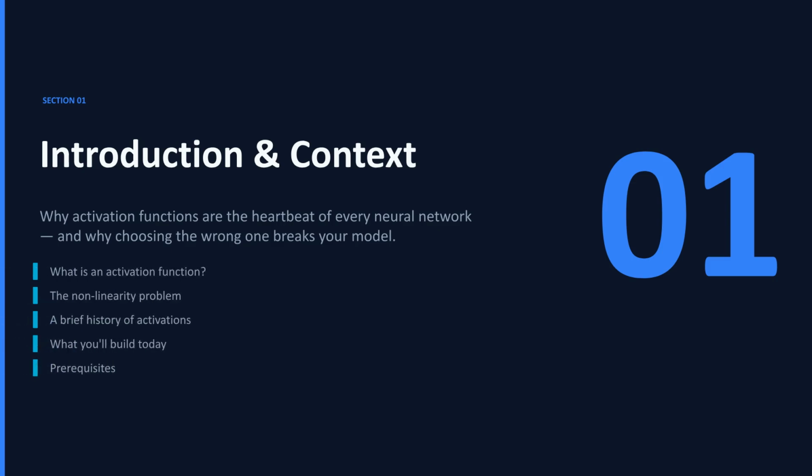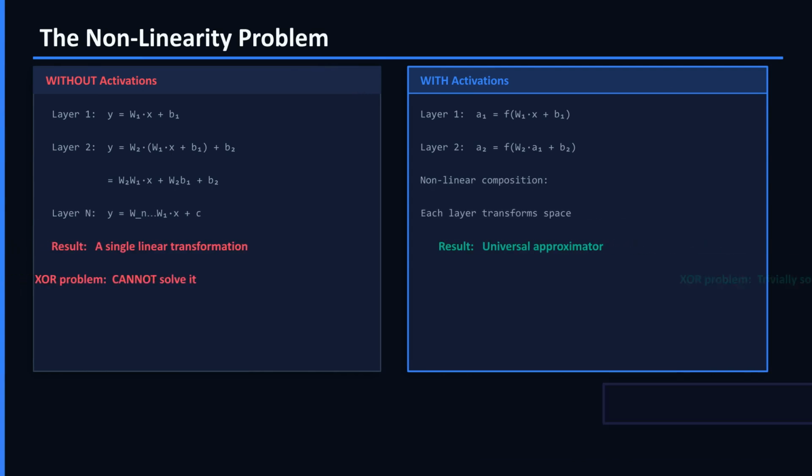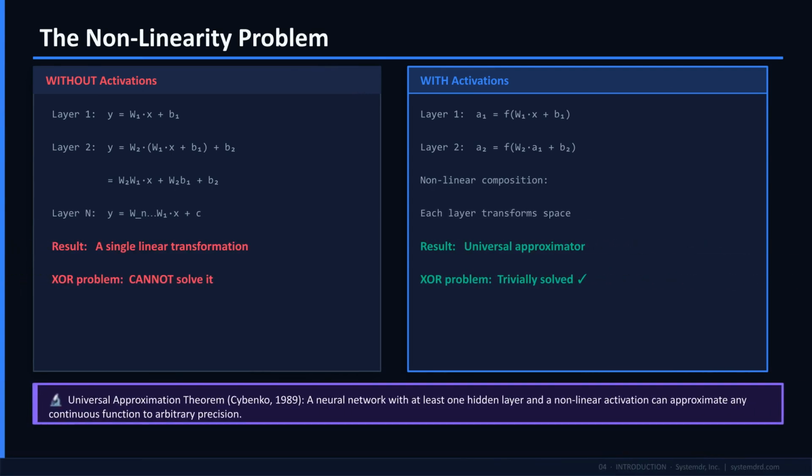core problems they solve. An activation function is a mathematical gate that decides whether and how much a neuron fires, applied after the linear transformation Wx plus b. Critically, it introduces nonlinearity. Without it, stacking layers is mathematically equivalent to a single linear transformation. If we use only linear layers, the whole network collapses into one layer, unable to solve nonlinear problems like XOR. Activations introduce nonlinear composition, making the network a universal approximator capable of solving any complex function.